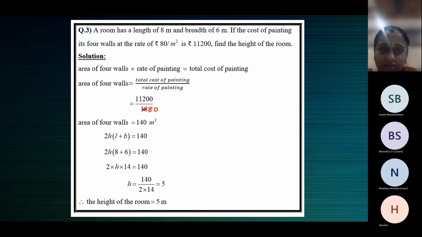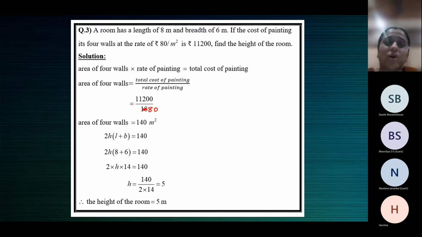11,200 is the total cost. So we understand it's very practical. The walls are painted. You have spent 11,200. The rate is 80 per meter square. Length and breadth is given. With all this information, we have to find the height of the room. Like how total cost 450 by rate 90 gives 5 kgs, the total amount of fruits you purchase, similarly here, when you divide the total cost by rate, 11,200 by 80, the number you get is the area you have painted, which is the area of 4 walls. So area of 4 walls is 140.